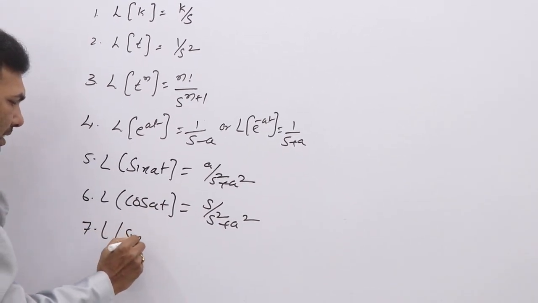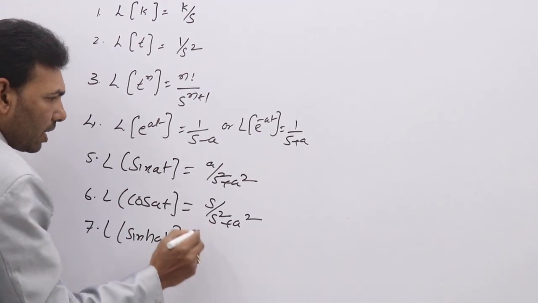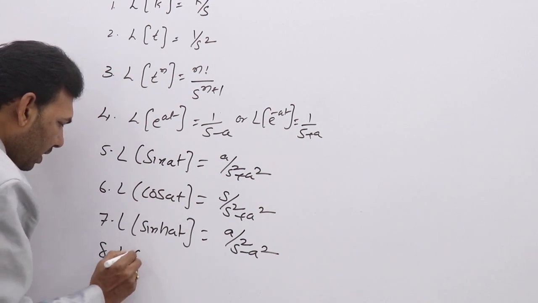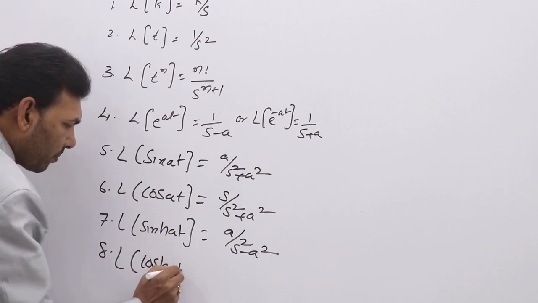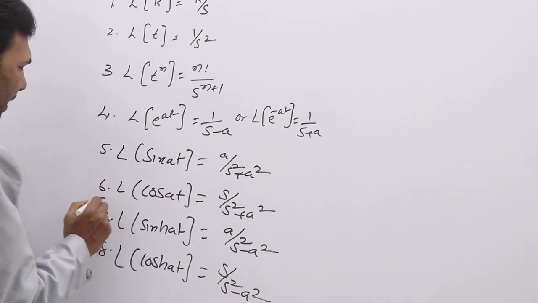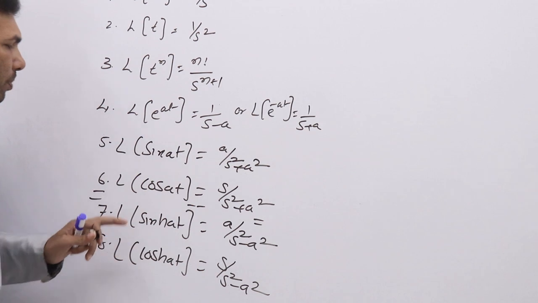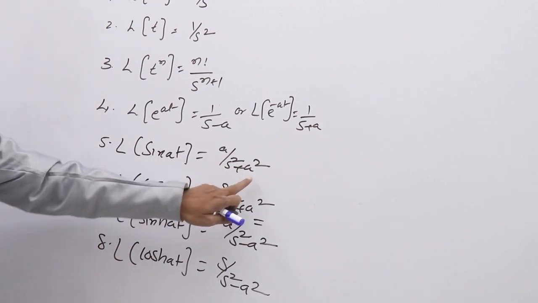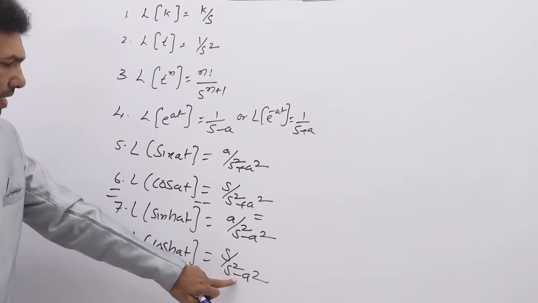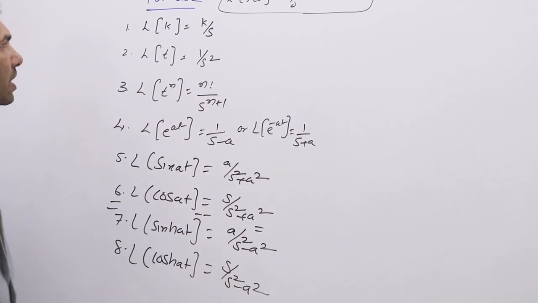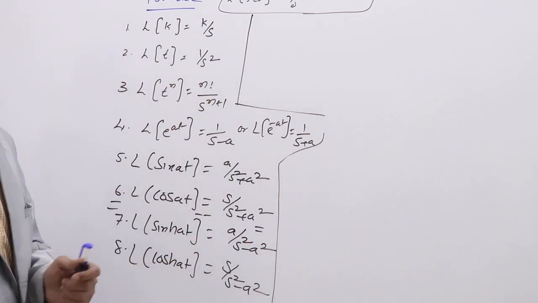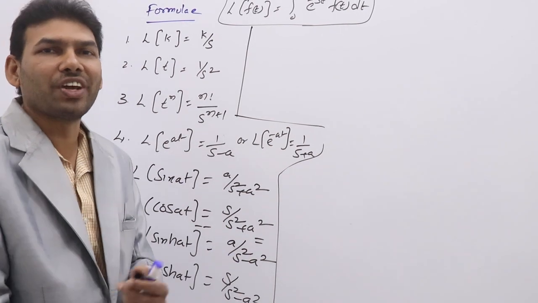L of sinh at is a by s square minus a square. L of cosh at is s by s square minus a square. If you can learn up to here, these two you can easily remember. L of sin at is a by s square plus a square, sinh is s square minus a square, cosh is s square minus a square. That is the only difference. So the main use of these Laplace transforms is to solve differential equations very easily.